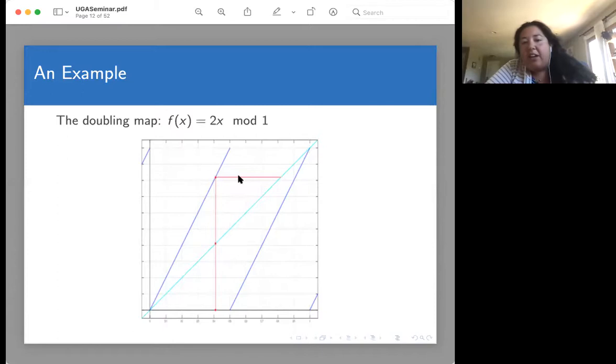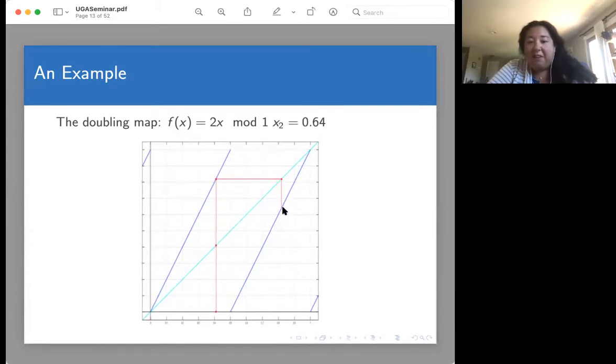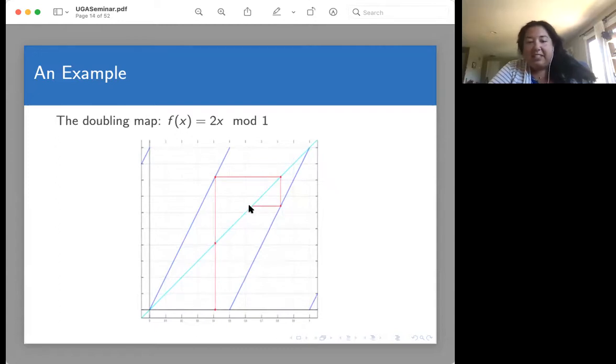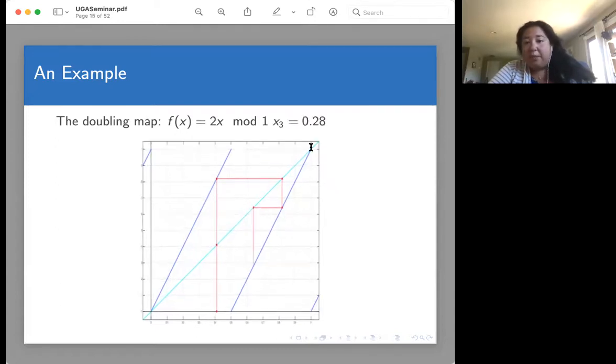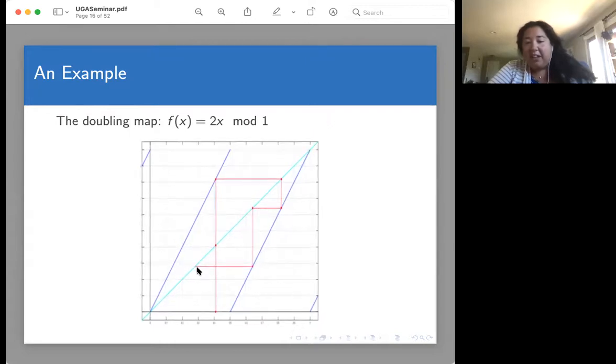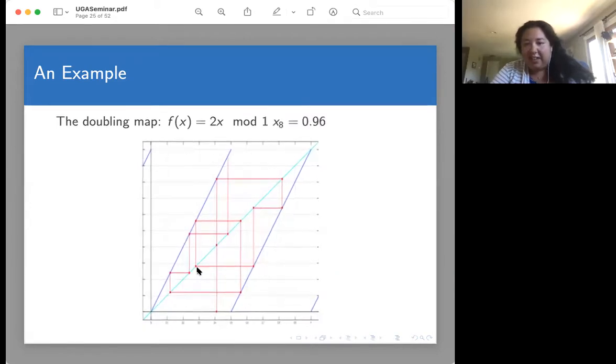So what I can do is translate horizontally over to that y equals x line. This is where my x and my y are both 0.82. Now I can look down vertically at where I am and I get 0.64. Go over horizontally to the y equals x line. 0.64 is going to map to 0.28. Translate over horizontally, 0.28 will map to 0.56. 0.56 will map to 0.12, 0.12 maps to 0.24, 0.48, 0.96. You get the picture here, right?